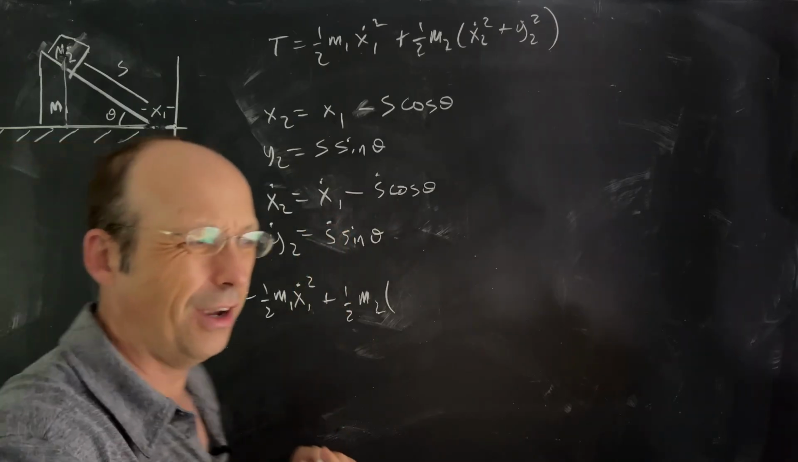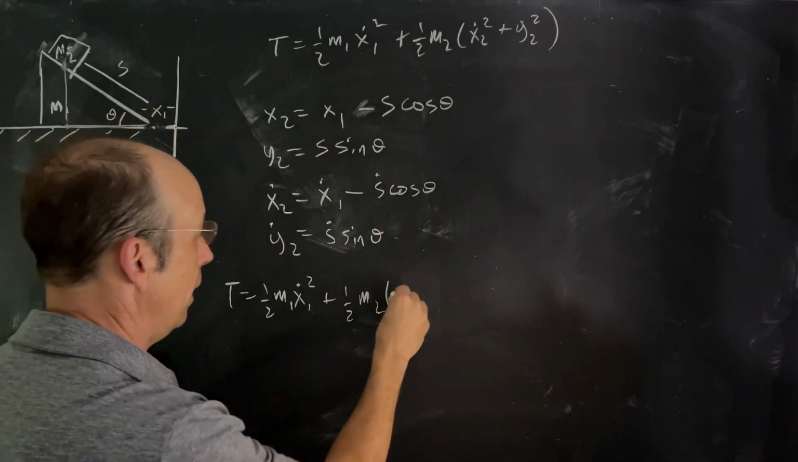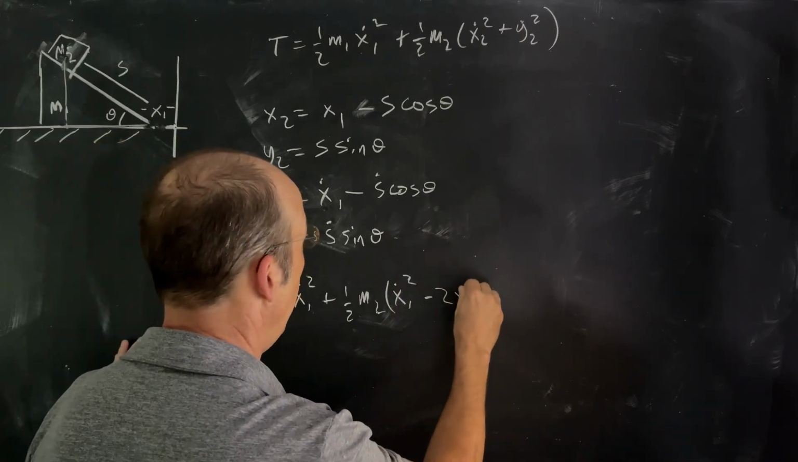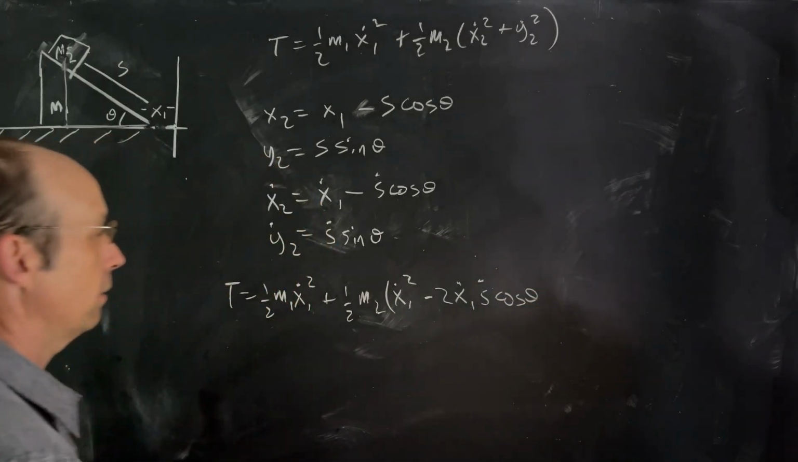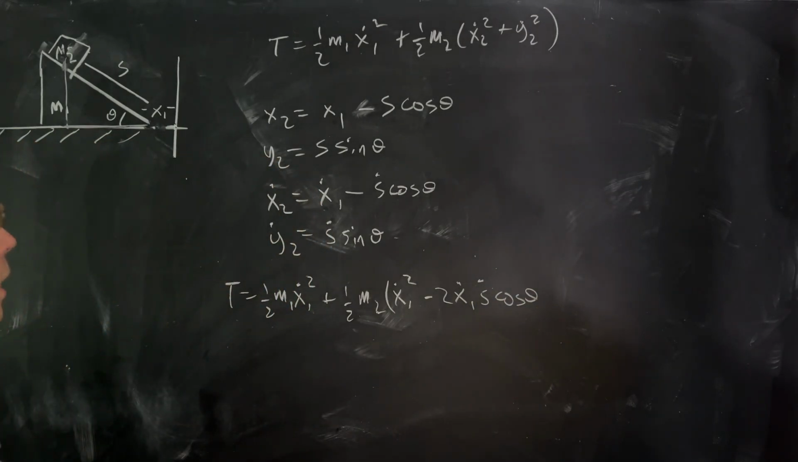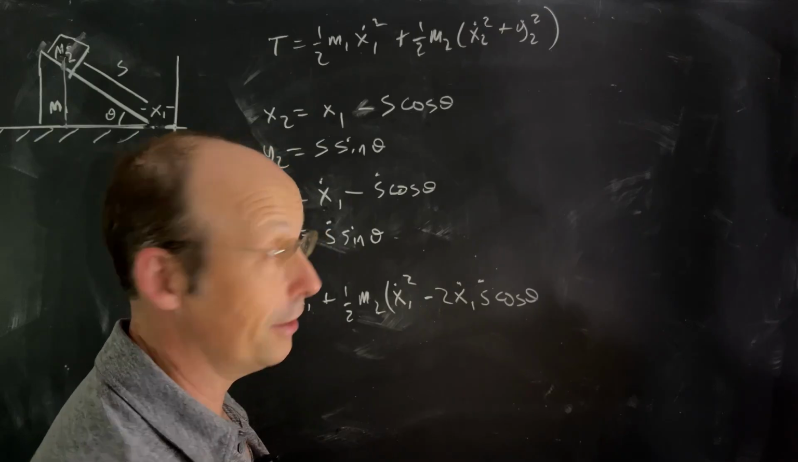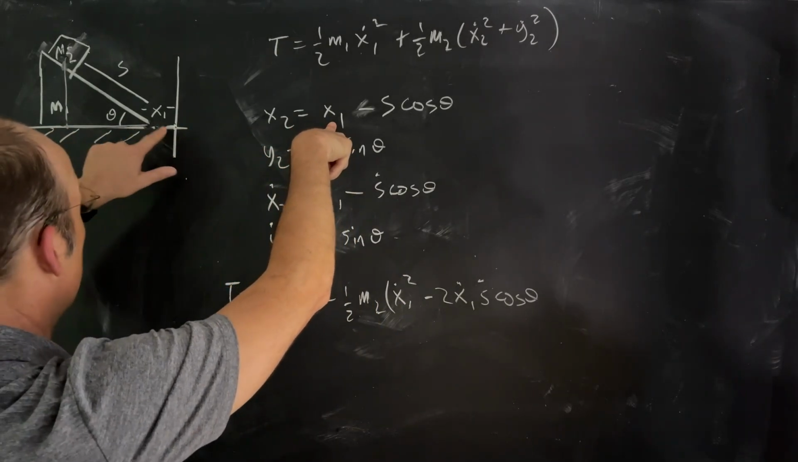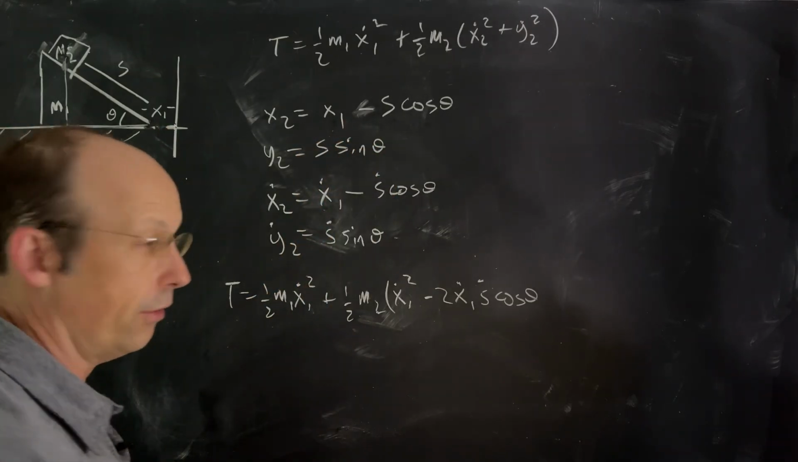So I can do this in one fell swoop, right? That's not too bad. So I can square this. I get x1 dot squared minus 2 x1 dot s dot cosine theta. Wait. OK, that's fine. So I'm just double checking here. That should be plus or minus. I told you I was going to make an error, so you can't be surprised. OK, so x1, and then I have to subtract. I think that's right. OK, carry on.